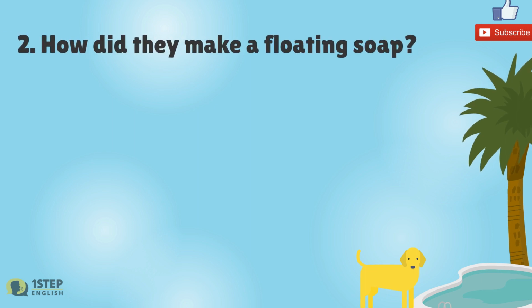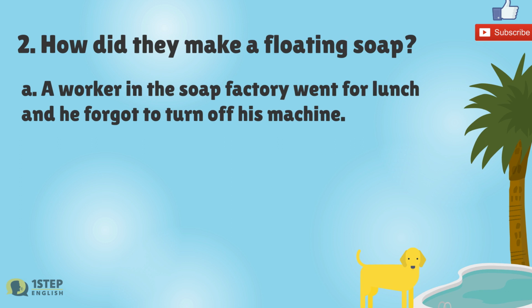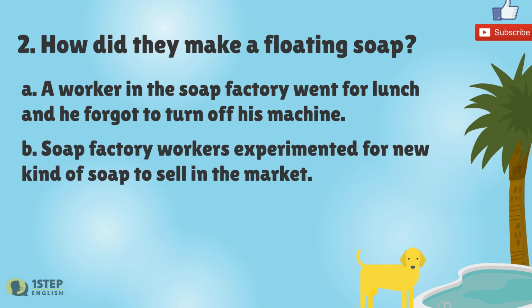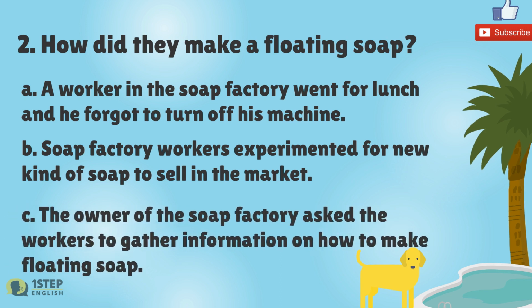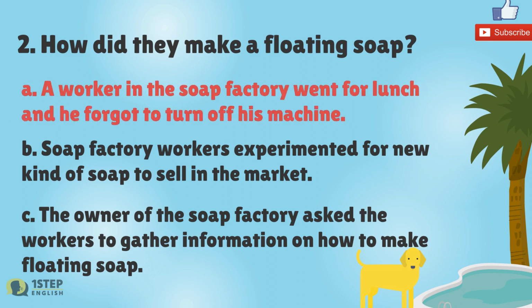Number 2. How did they make a floating soap? Letter A. A worker in the soap factory went for lunch and he forgot to turn off his machine. Letter B. Soap factory workers experimented for a new kind of soap to sell in the market. Letter C. The owner of the soap factory asked the workers to gather information on how to make floating soap. The correct answer is letter A. They made a floating soap when a worker in the soap factory went for lunch and he forgot to turn off his machine.